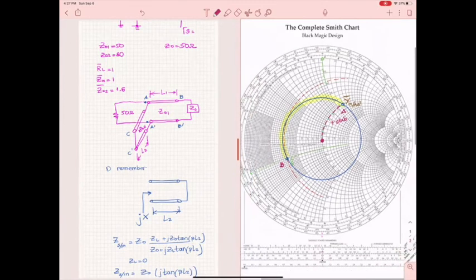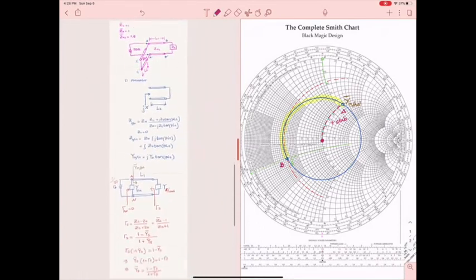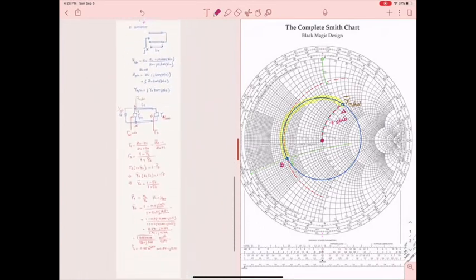Any questions so far about this part of the exercise? Just making sure you treated the transistor source as a load because you knew from gamma S that there was a reactive component. And that's why you went that direction as opposed to the other way.